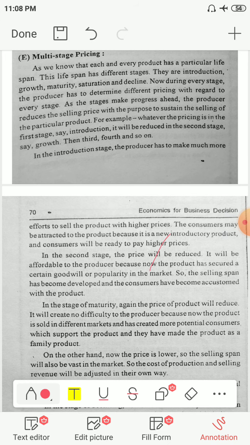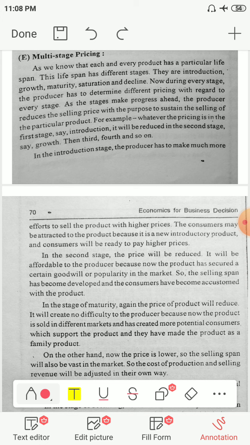Multi-stage pricing is not new to you. In fact, you have already learned the multi-stage in your marketing in semester 3. What is product life cycle? It is totally related to multi-stage. Product life cycle simply means the stages in the life of a product through which a product passes. Like a human being, we are born, then infant, child, teenage, then adult, and then we become old, and then we die. Likewise, a product is also having a life cycle.